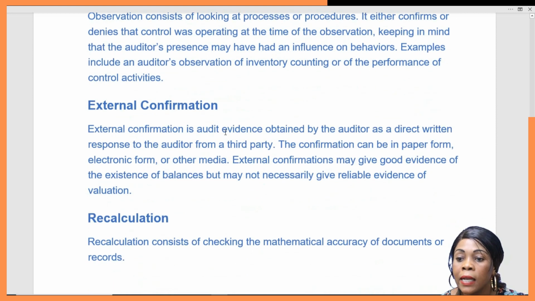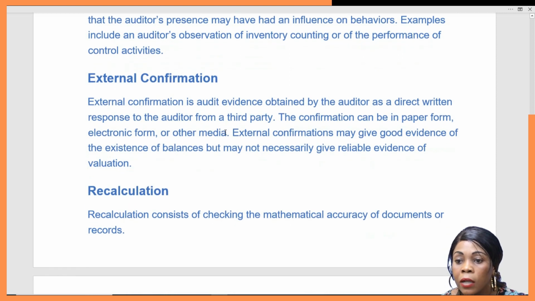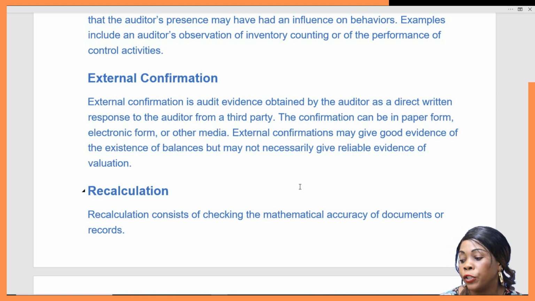Another procedure is external confirmation. Here, audit evidence is obtained by the auditor as a direct written response to the auditor from a third party. The confirmation can be in paper form, electronic form, or any other media. External confirmation may give good evidence of the existence of balances, but may not necessarily give reliable evidence of valuation.